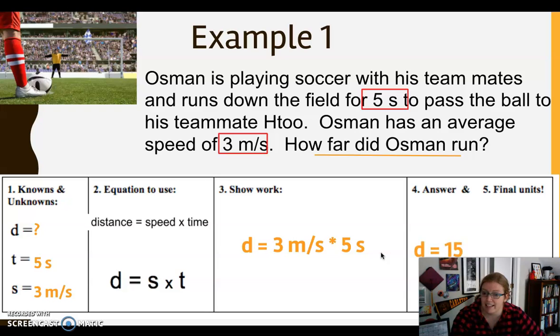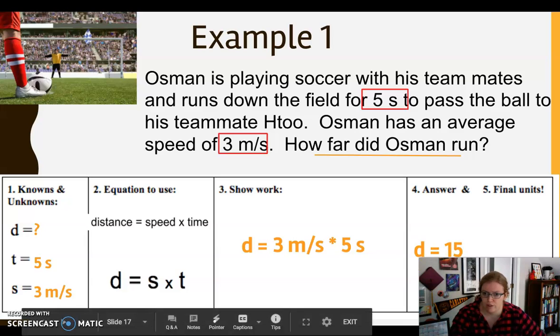We get a distance of 15. What units should I add on? Remember, that last step is adding those units, and it's a really important one. So take a moment, think for yourself. If we're measuring the distance that Osman ran, and it's 15, see if you can figure out what those units should be.